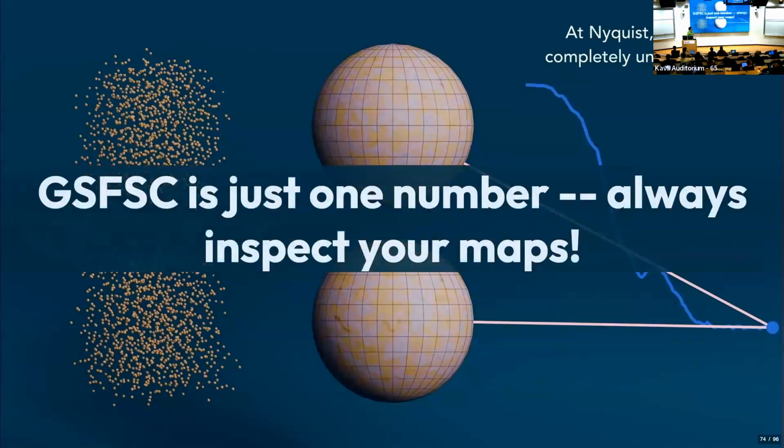The GSFSC is just a number. It's one number to describe your entire map. Please, please look at your map, because it's really easy to get a map that says, yeah, 2.5 angstroms, great. But that just means the half maps correlate well out to 2.5 angstroms. You might download the map and see, this is horrible. I can't even build a model into this, let alone at 2.5 angstroms, right?